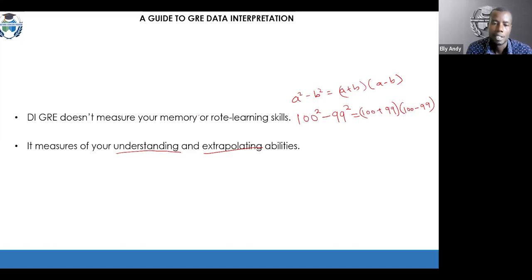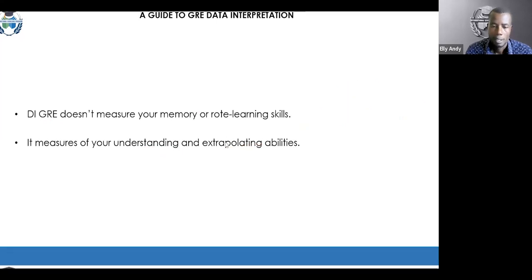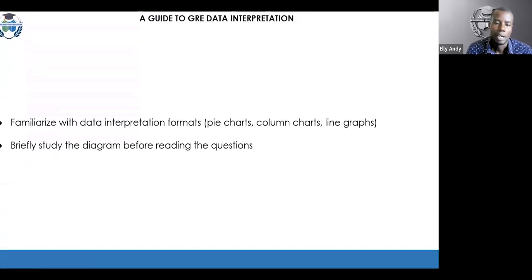Actually, the math itself when it comes to data interpretation is in most cases rather straightforward. You'll be dealing with maybe arithmetic, some addition, some multiplications, squaring here and there. But it is your understanding and the breakdown of the information presented that data interpretation questions really test. So how do we prepare for these questions?